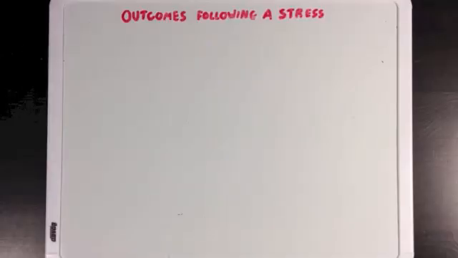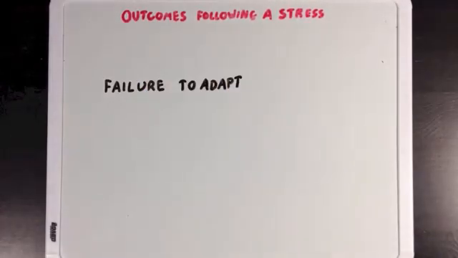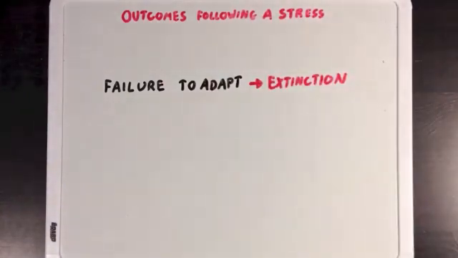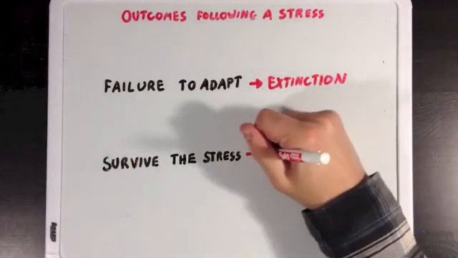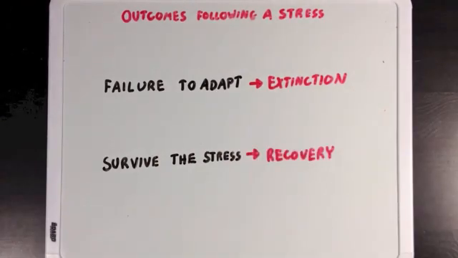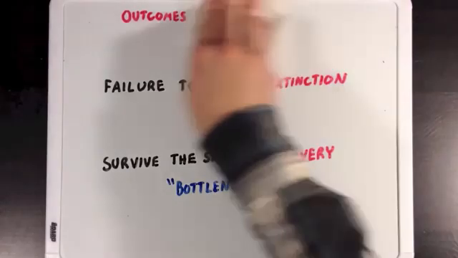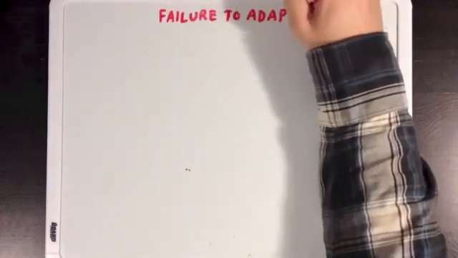So there are generally two outcomes that usually result from a big environmental stress. Either the population can't adapt to the change and goes extinct, or somehow the population recovers from that stress and can build up its population again. And we call this a bottleneck. So let's look at an example of each outcome. So first we'll look at an example where the population couldn't adapt.